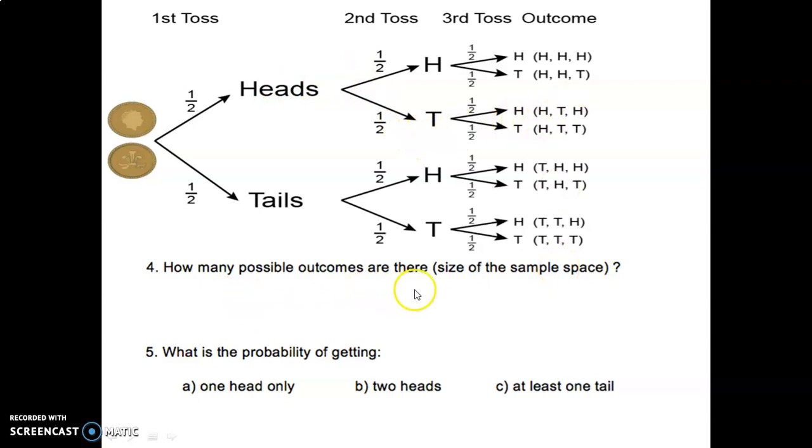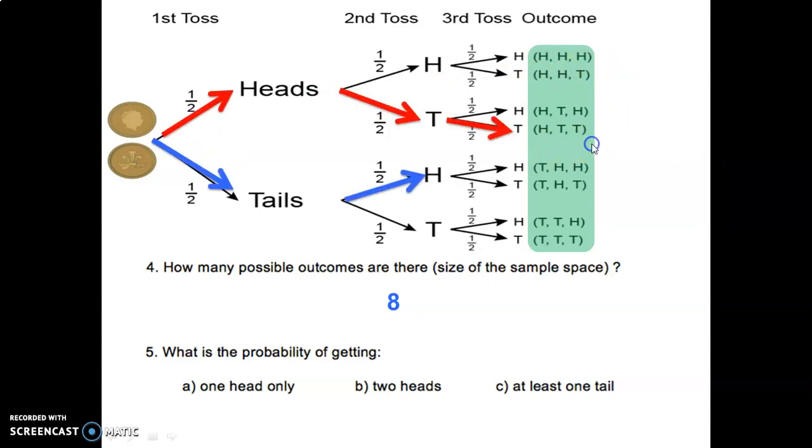So how many possible outcomes are there? Well, that's all of those there, and there's 8. Now, question 5, what's the probability of getting 1 head only? Let's take a look. 1 head only will be all the paths that lead to 1 head only. So for example, that path leads to 1 head only, or this path leads to 1 head only, and then there's a third one here that leads to 1 head only.